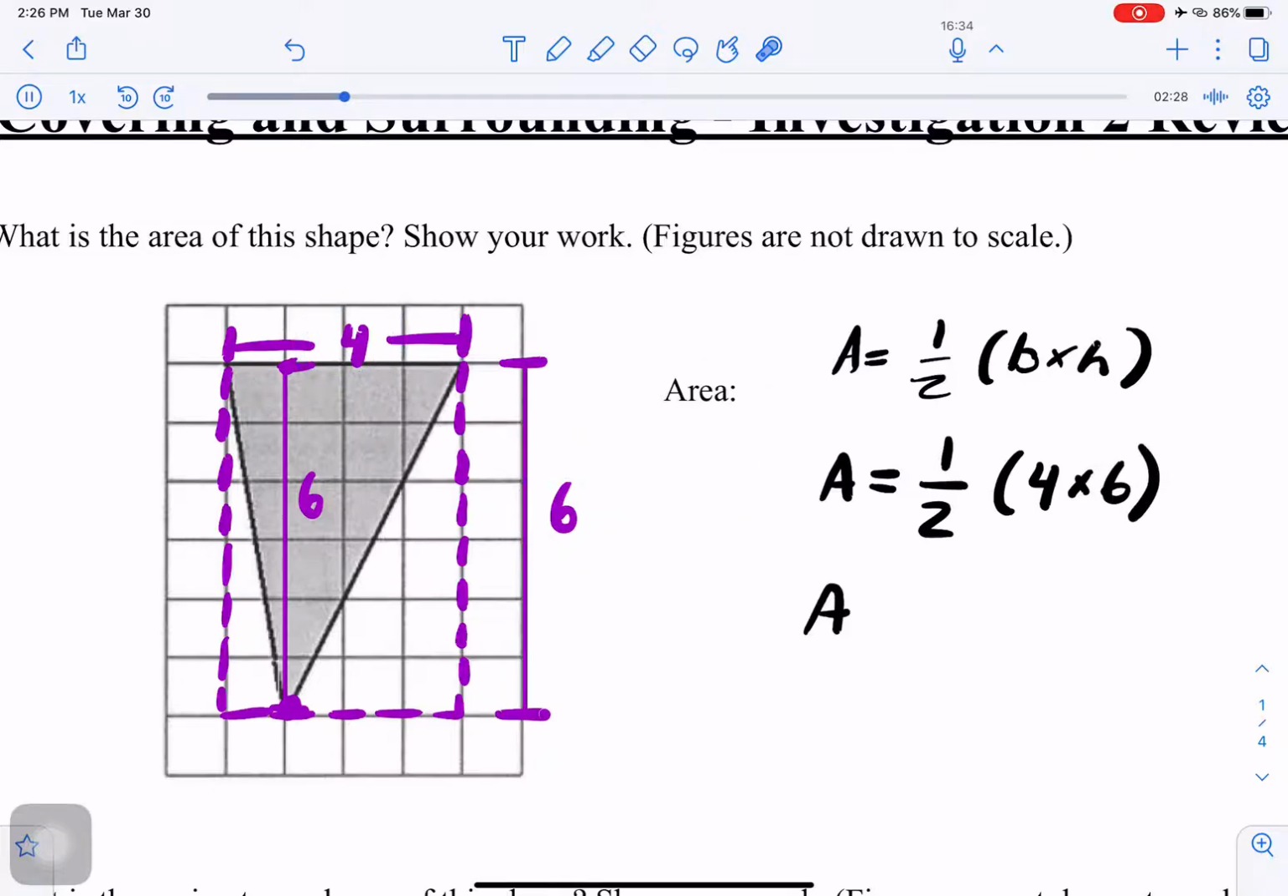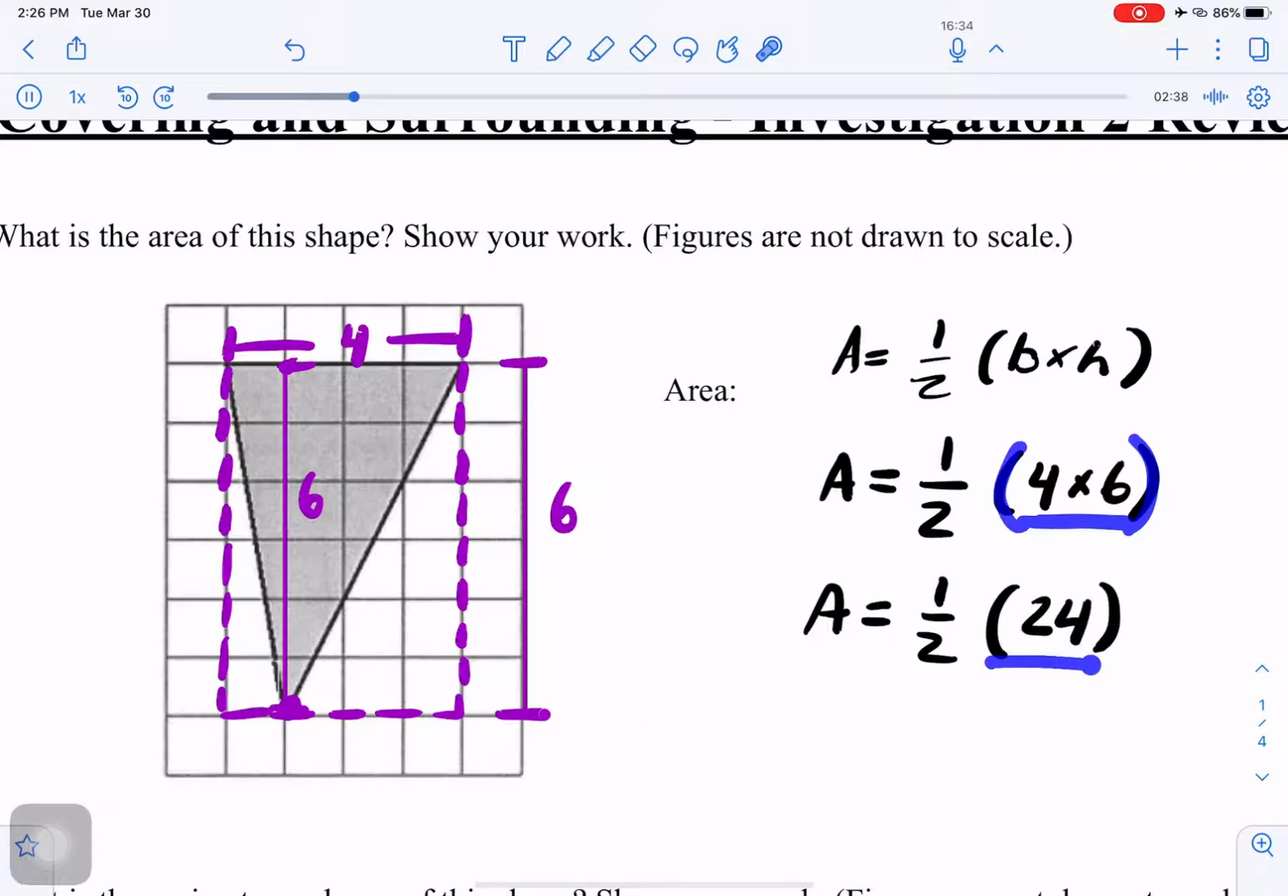In our next step, we're going to continue by writing area equals half, and this time we're going to solve what's inside our parentheses here. So 4 times 6 does give us 24. Close our parentheses, and our final step is to multiply that 24 by half, which we know is the same thing as dividing it by 2. So we have an answer of 12 units squared.